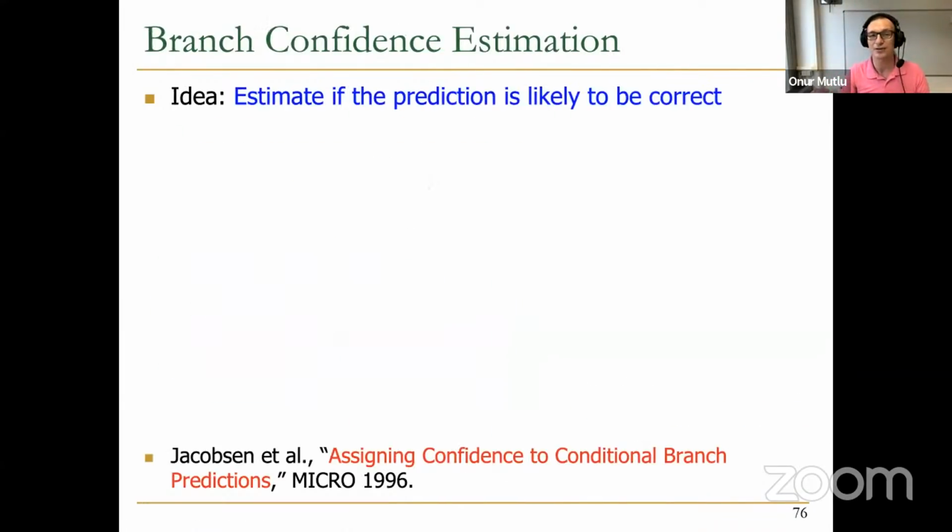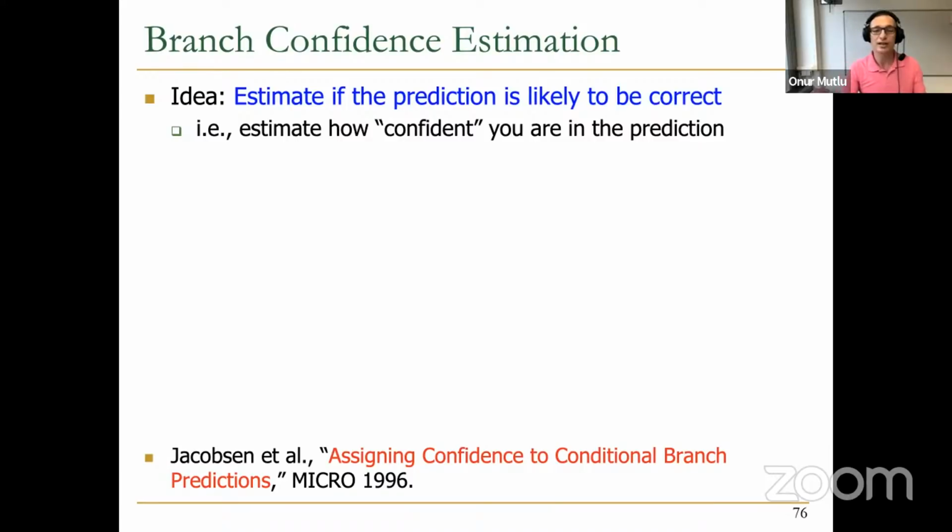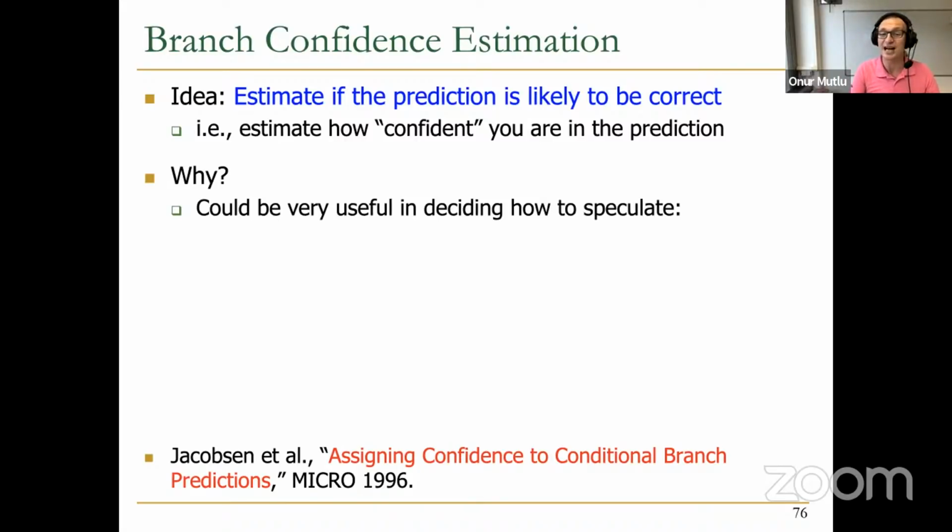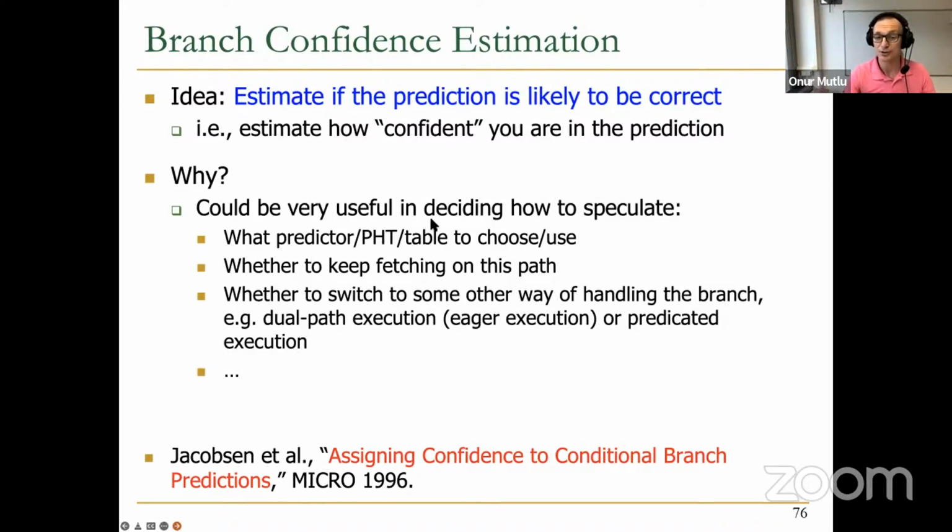So I mentioned confidence. So let me talk about confidence and then we're going to be done. Confidence is interesting because the idea here is to estimate if the prediction is likely to be correct. I mentioned this earlier, but you can estimate how confident you are in the prediction by looking at some other information. Why? Because this could be very useful in deciding how to speculate, which predictor to use, which table to use, whether you would like to keep fetching, whether you should switch to some other way of handling the branch, or whether you should switch to some other thread, for example. And this is a very powerful idea because it enables a lot of other ideas, let's say. And it was introduced in this paper.